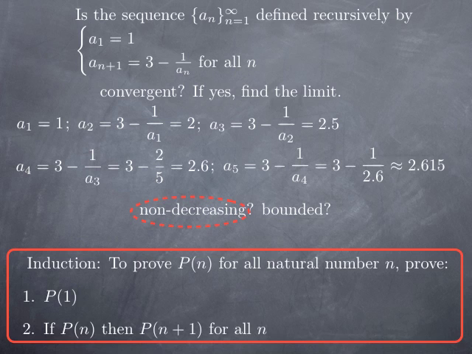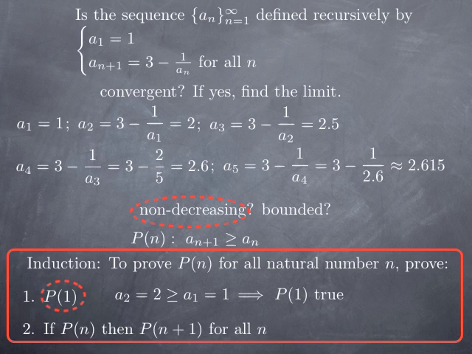So can we do that to prove that the sequence is non-decreasing? Well, we need to specify the property p of n that we want to prove by induction. And so this p of n in this case would be that a indexed by n plus 1 is greater or equal to an. If we can prove that for all n, then we would have proved that the sequence is non-decreasing. So if we are going to proceed by induction, we first need to verify that p of 1 is true. In other words, when n is 1, that we have a true inequality. And this is easily checked because a2 is 2, which is greater or equal to a1, which is 1.